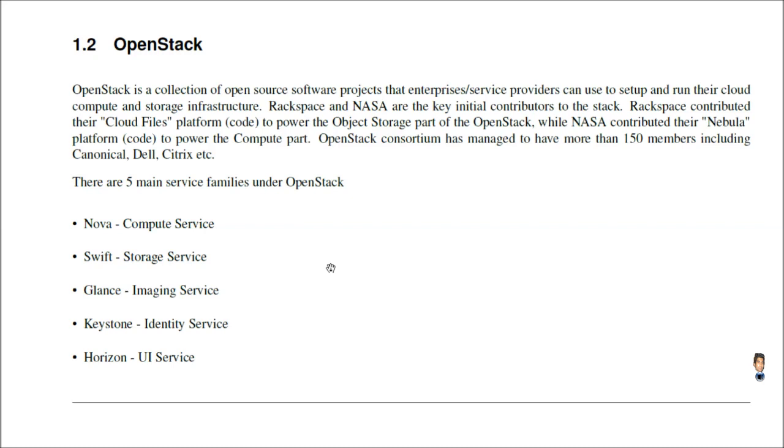Rackspace and NASA are the key initial contributors to the stack. Rackspace contributed their cloud files platform to power the object storage part of OpenStack, while NASA contributed their Nebula platform to power the compute part. The OpenStack consortium has managed to have more than 150 members, including Canonical, Dell, Citrix, etc. There are 5 main service families under OpenStack: Nova, Swift, Glance, Keystone and Horizon.